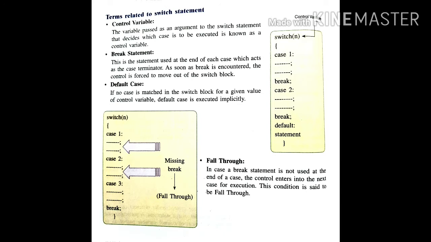Default case: if no case is matched in the switch block for a given value of the control variable, the default case is executed implicitly. And fall through: in case you forgot to write a break statement, that is considered as not the end of the case. The control enters into the next case for execution. This condition is said to be fall through.